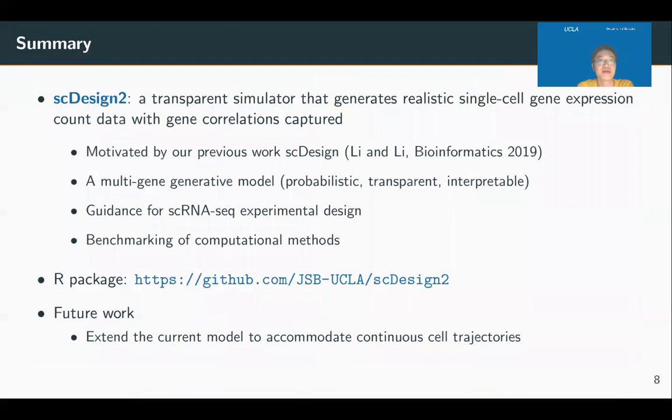Here is a summary of our method. scDesign2 is a transparent simulator that generates realistic single-cell gene expression count data with gene correlations captured. And we have an R package available at this link. For future work, we want to extend the current model to accommodate continuous cell trajectories. Thank you for listening.